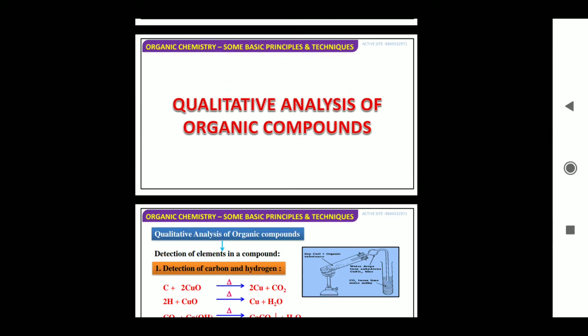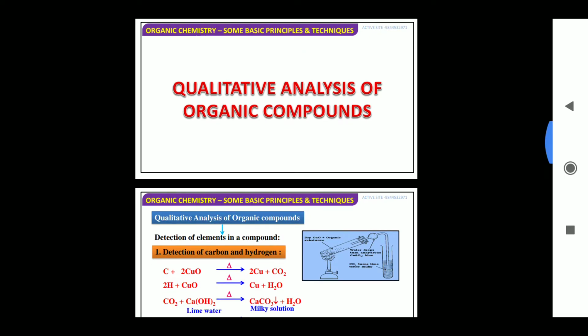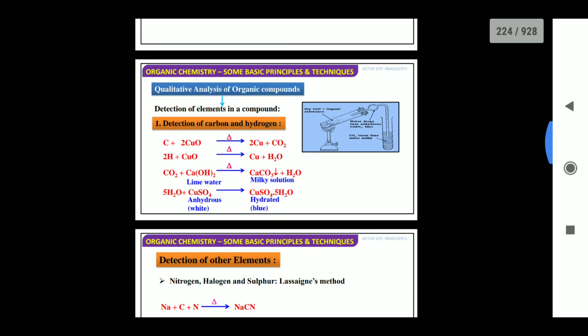Moving on to the next one, that is the very important topic, qualitative analysis of organic compound. So how can we do this qualitative analysis of organic compound? In this, detection of element in a compound. So first is carbon. When it reacts with copper oxide, it results in the formation of carbon dioxide and copper metal gets formed. So when copper oxide reacts with hydrogen, there will be a reduction. Addition of hydrogen is known as reduction, and the water molecule gets formed.